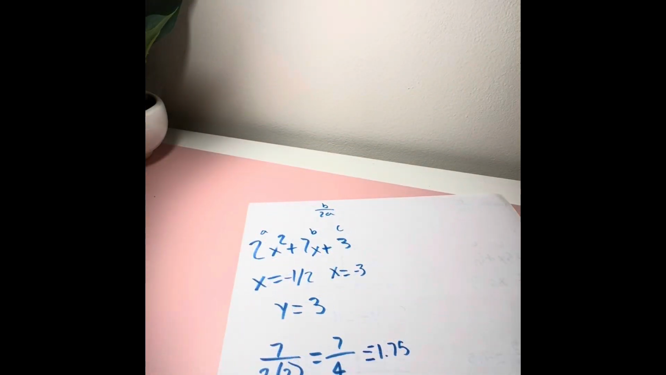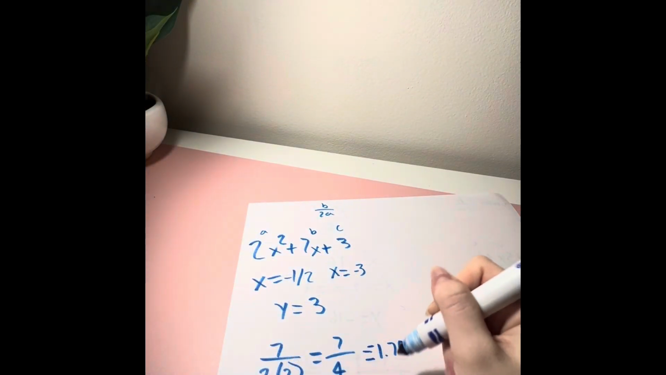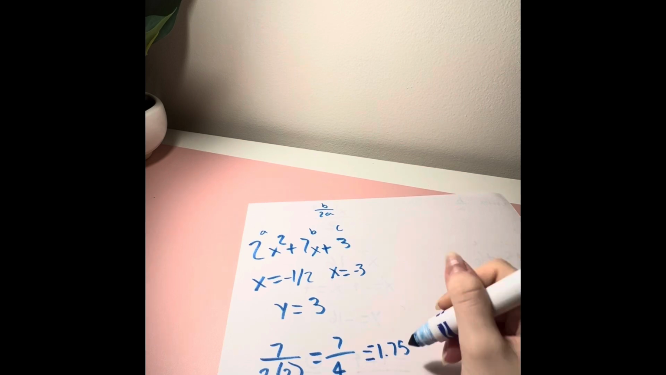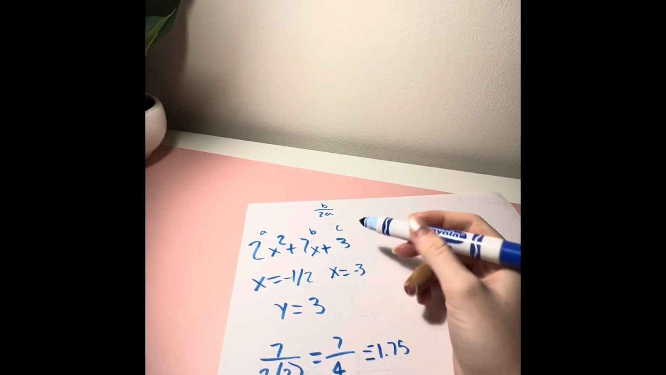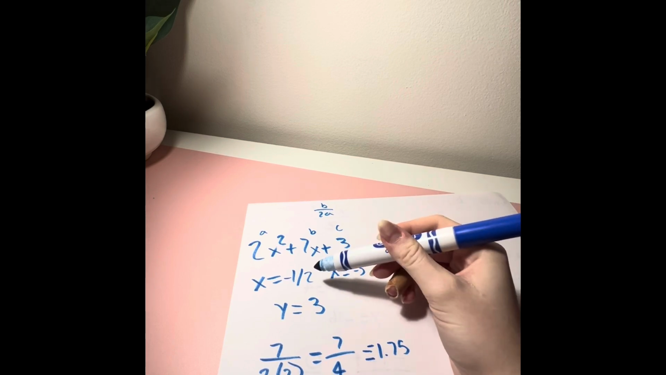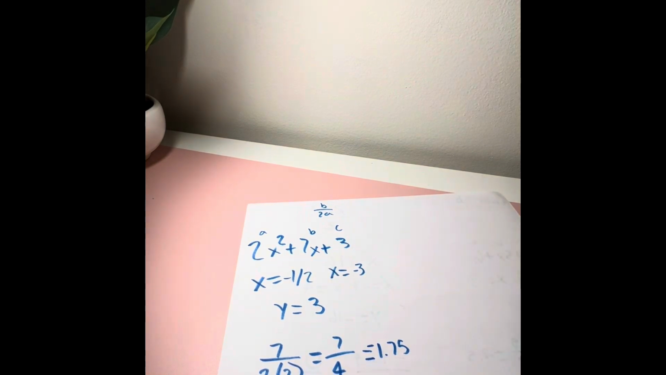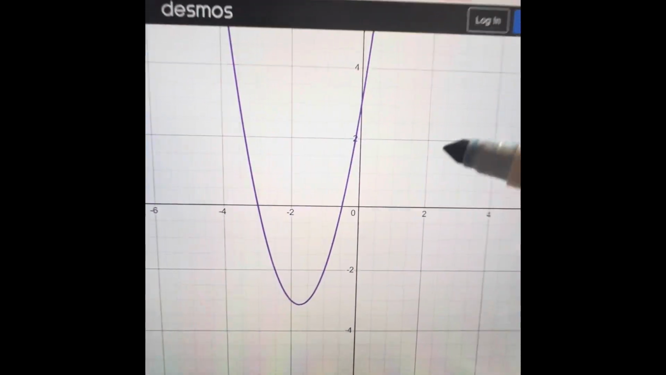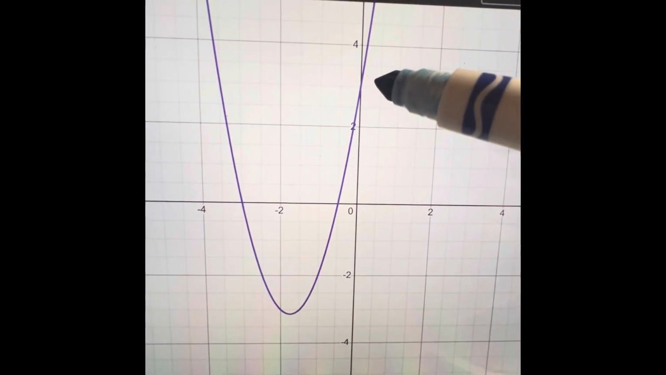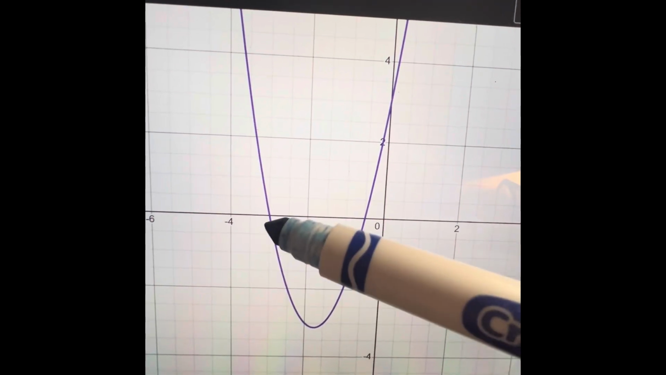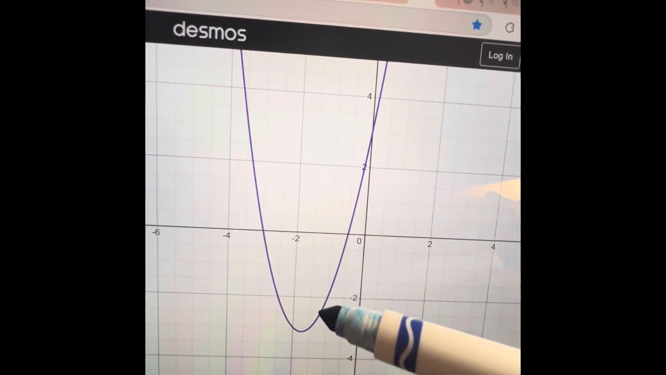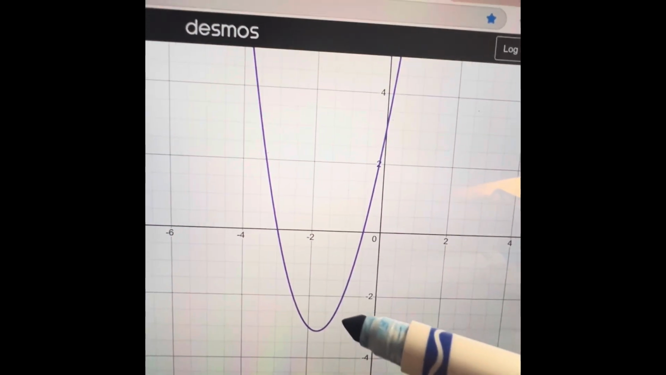Now that we've got that, we've got our vertex, which is going to be the negative 1.75, and then we've got our y-intercept and our x-intercepts. So now we can graph, which would look like this. We've got our y-intercept up here of 3, our negative 1/2, and our negative 3, as well as our negative 1.5.